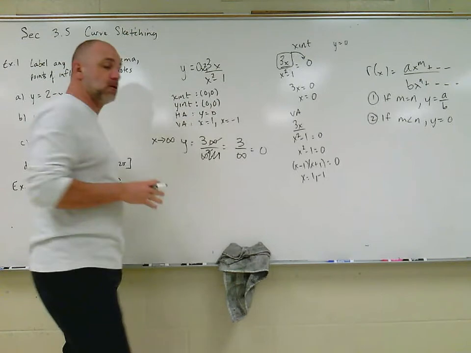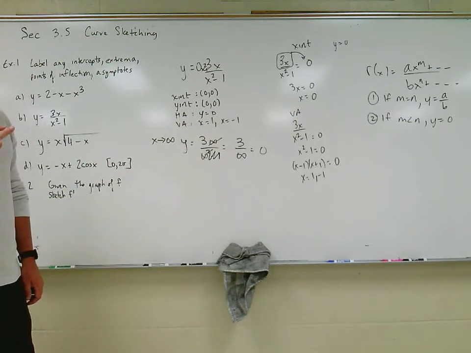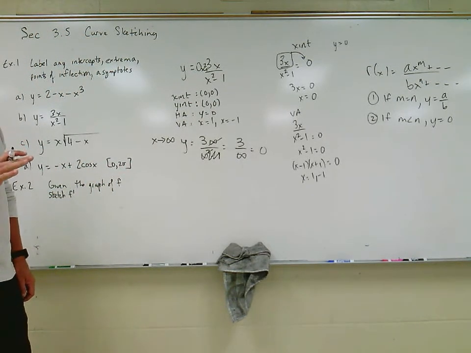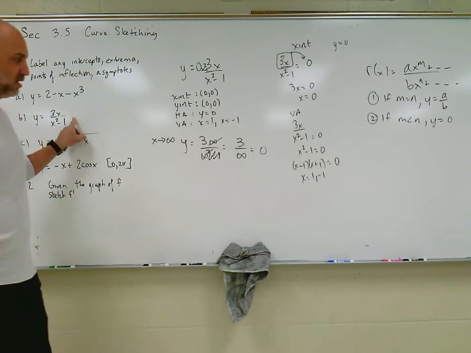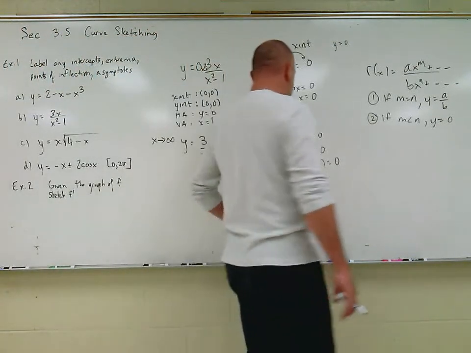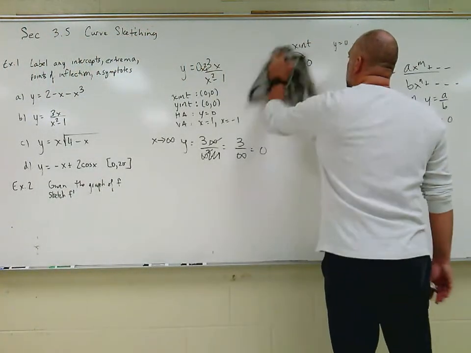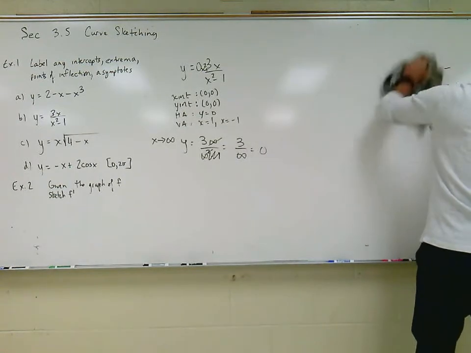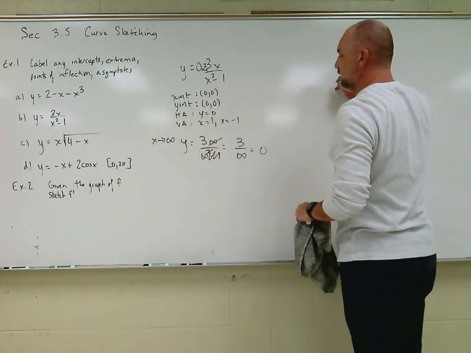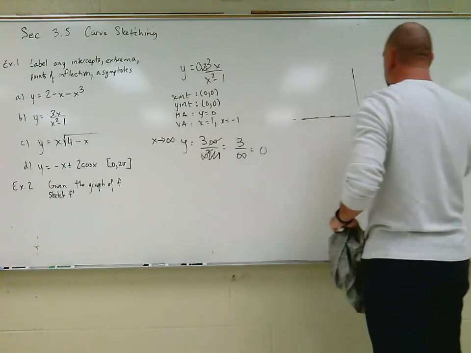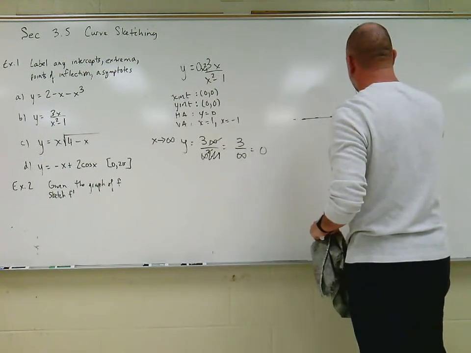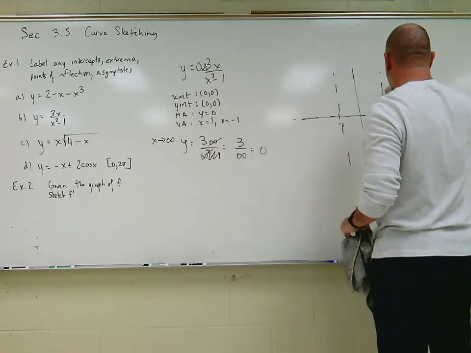Now at this point, I would start putting my picture together before I did any calculus, because I'm kind of wary of the calculus for this. Why is that? It's not going to be fun to take the derivative. So let's see, I'll go ahead and start putting what I know. Horizontal asymptote is y equals 0. Vertical asymptotes are at negative 1 and 1.